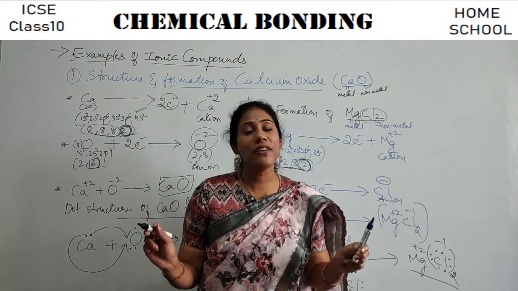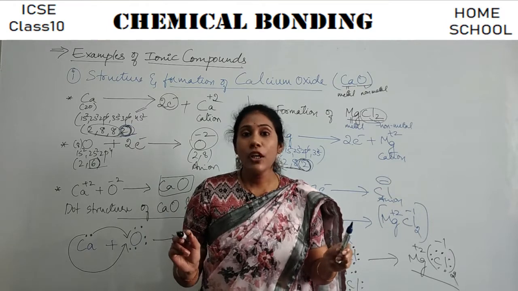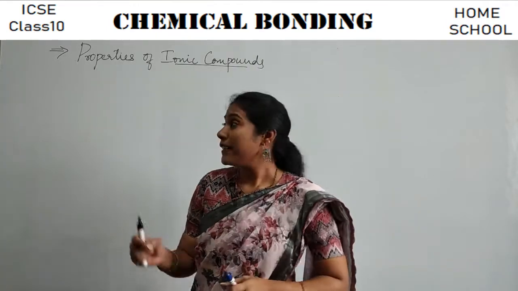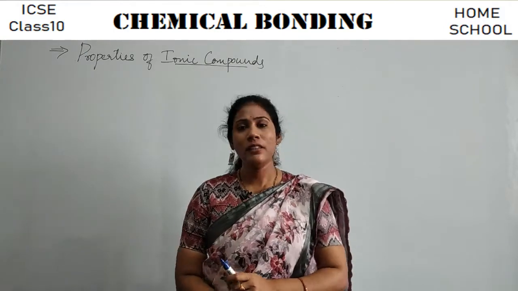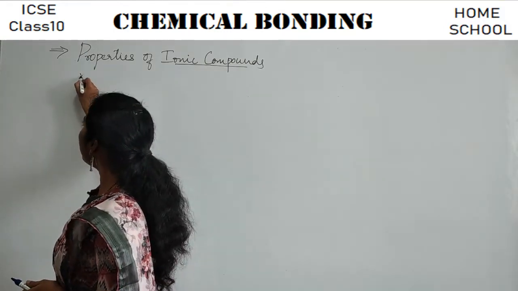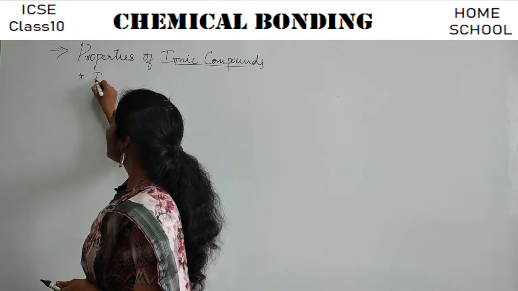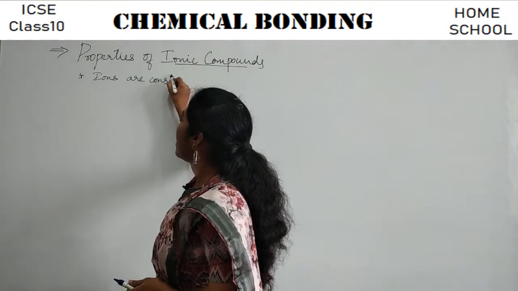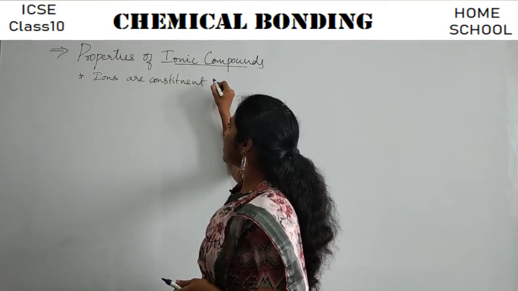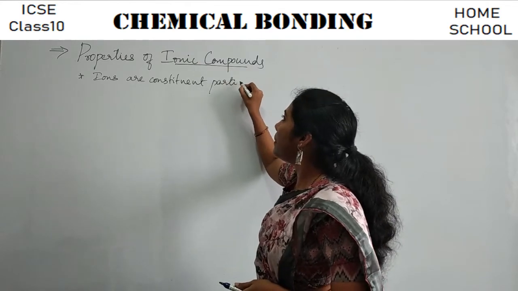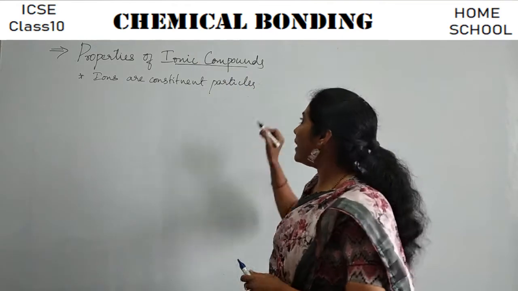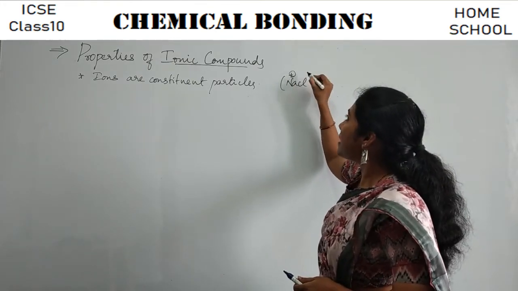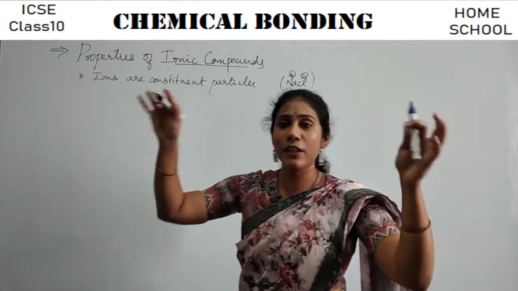So, what is the nature of ionic compounds? How do they behave? What are their characteristics? Everything we discuss. Coming to the properties of ionic compounds, first and foremost, try to remember here, ions are the constituent particles. Yes or no? So, the entire compound is made up of ions only. If you take NaCl, Na plus and Cl minus ions are present in the whole solid.